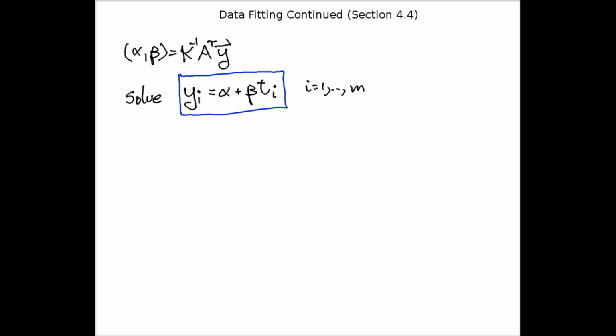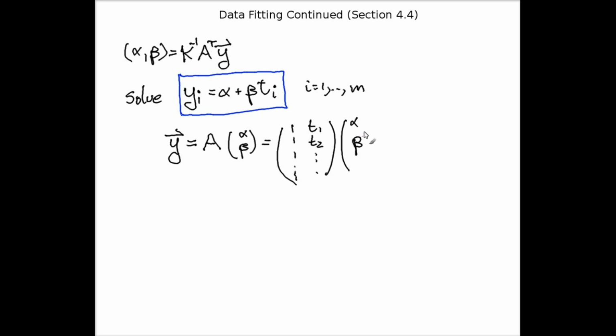And then you just make the simple observation that you can rewrite this equation as y is equal to A times alpha beta, which is to say 1, 1, 1, dot, dot, dot, T1, T2, dot, dot, dot, times alpha beta. This set of equations, as i runs from 1 to m, is exactly the same thing as this matrix equation, y is equal to A times alpha beta. And then you just solve this, or do the least squares solution.